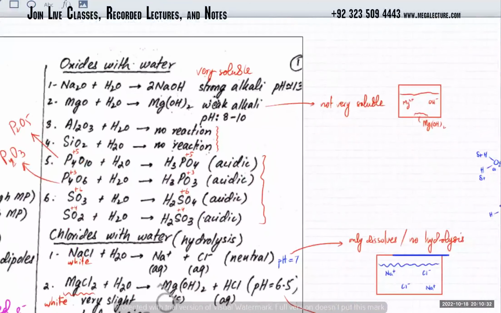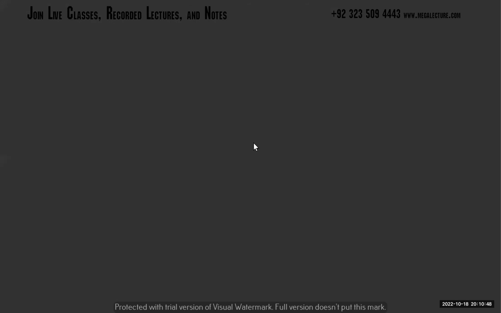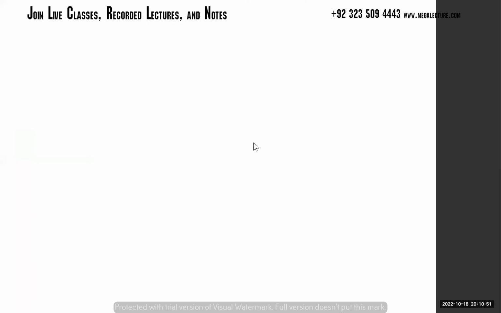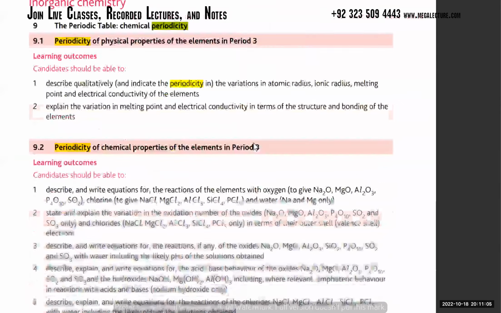Then more memorization. More memorization is that you have to learn about. The new syllabus also, I'll just open it right next to it so that we don't miss anything in the new syllabus. Just a second. The 2022 one. So chemical periodicity.